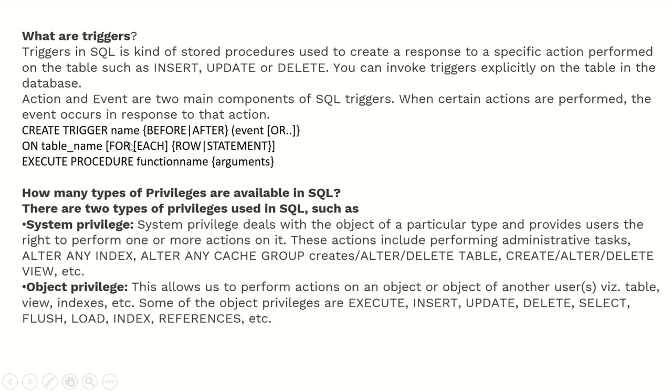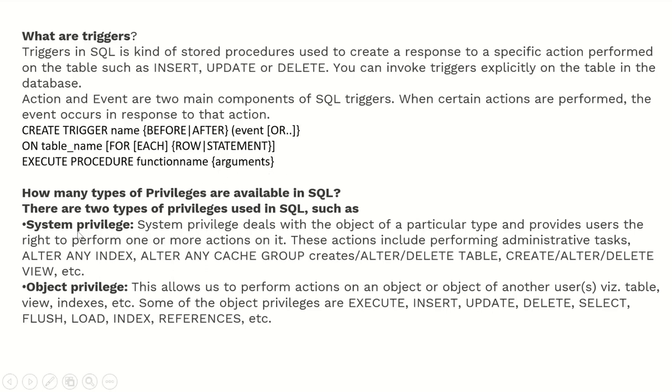So the syntax is: create trigger name, before or after, event on table name, [for each row] {statement}, execute procedure function name, with arguments within brackets. This is what you have to read.